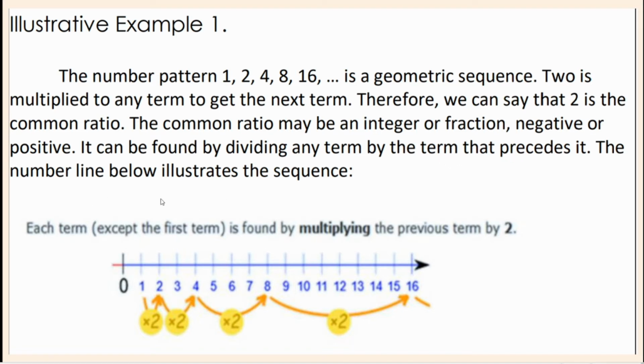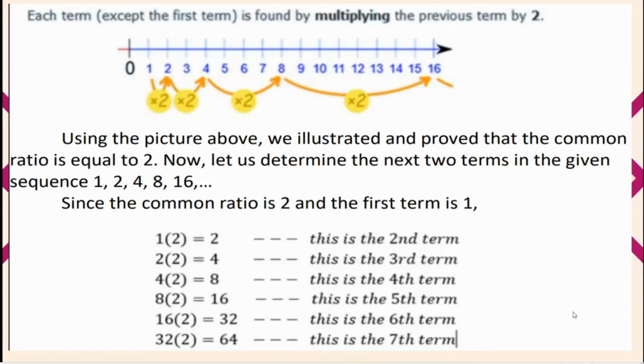So the number line below illustrates the sequence. Each term except the first term is found by multiplying the previous term by 2. So in here we have 1 times 2 is 2, 2 times 2 is 4, 4 times 2 is 8, and 8 times 2 is 16. And the pattern will be so on and so forth. Using the picture above, we illustrated and proved that the common ratio is equal to 2.